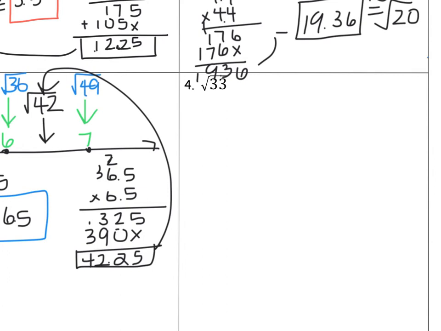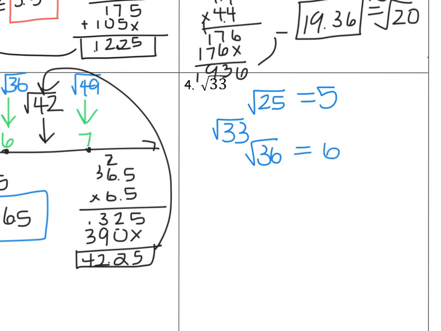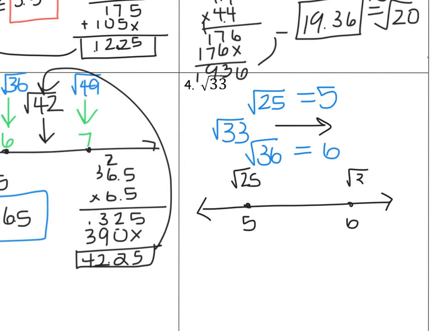Okay, so the square root of 33 is between the square root of 25 and the square root of 36. The square root of 25 is 5, the square root of 36 is 6, so we know that the square root of 33 is somewhere between these two. So we're going to draw our number line. 5 is right here, and 6 is right here. That's the square root of 25. That's the square root of 36.